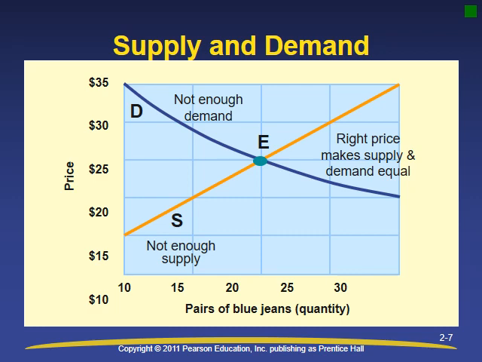The demand curve graphs the quantities of products that buyers will purchase at various prices. The supply curve graphs the quantities that sellers will offer for sale regardless of demand at various prices. The equilibrium price, also known as the equilibrium point, is depicted by the E, and if you note, it is at $25 at a quantity of 20 jeans.